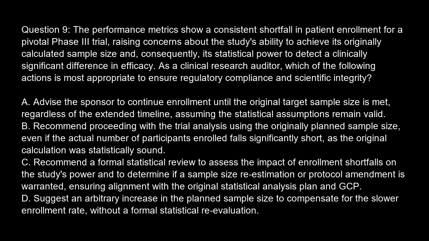Option C. Recommend a formal statistical review to assess the impact of enrollment shortfalls on the study's power and to determine if a sample size re-estimation or protocol amendment is warranted, ensuring alignment with the original statistical analysis plan and GCP. Option D. Suggest an arbitrary increase in the planned sample size to compensate for the slower enrollment rate without a formal statistical re-evaluation.